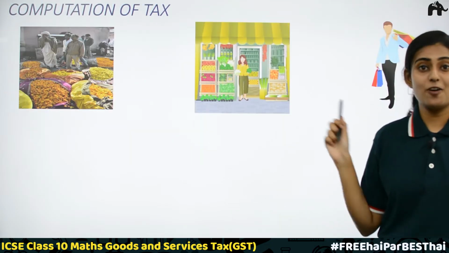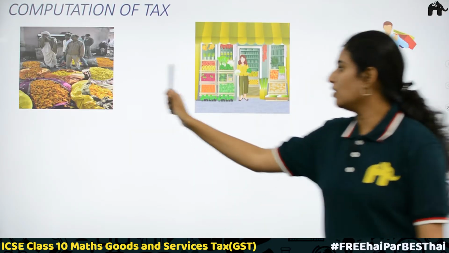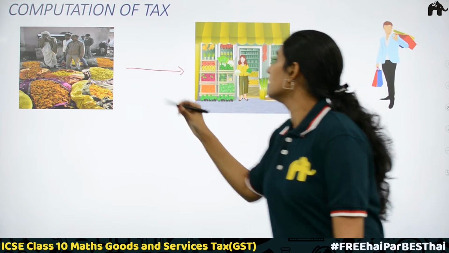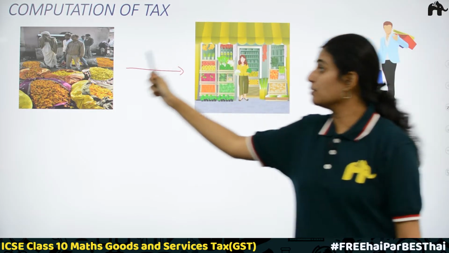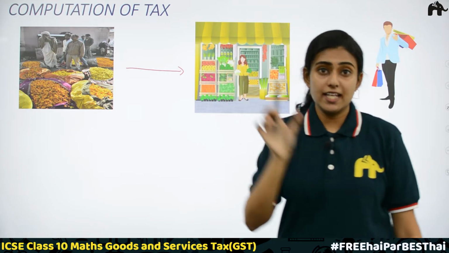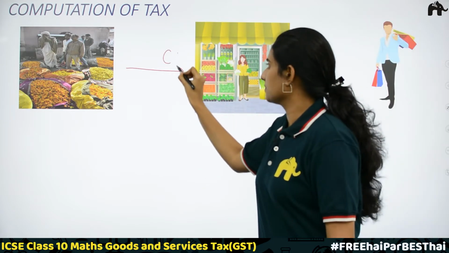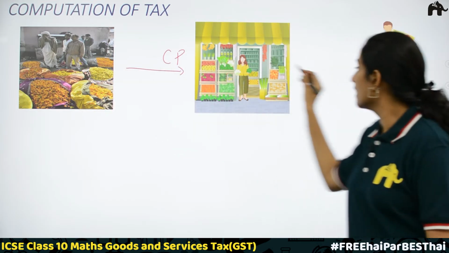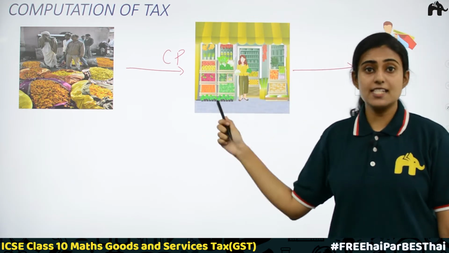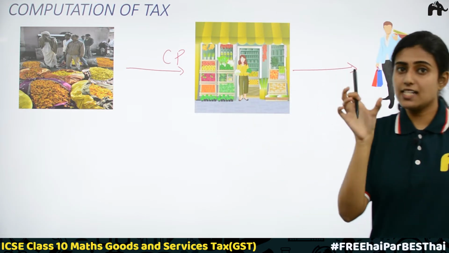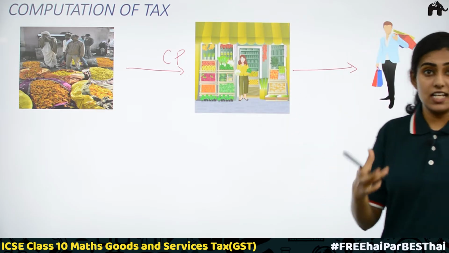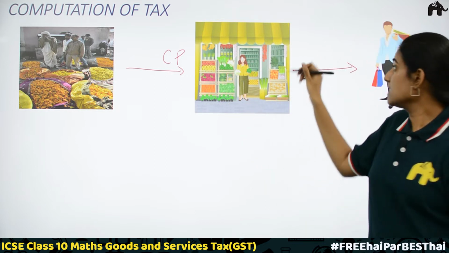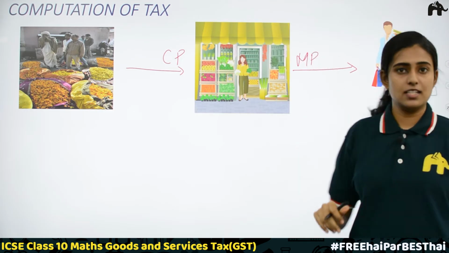Clear? Let's now study how to calculate tax. Here we have an example, a wholesaler, a shopkeeper and customer. Now, when the shopkeeper purchases products from the wholesaler, he will be paying an amount. This amount is our cost price. Okay, at cost price, shopkeeper purchases products from the wholesaler. Now, the shopkeeper sells his product to the customer at some price that we need to determine, which is our selling price. Before that, the shopkeeper will put some profit and a marked price is given.